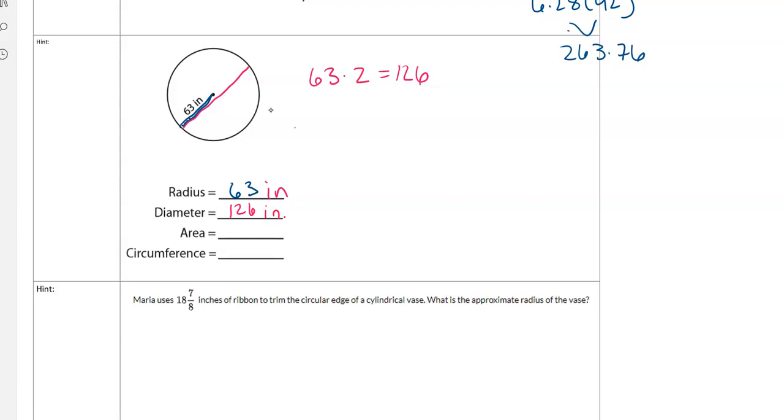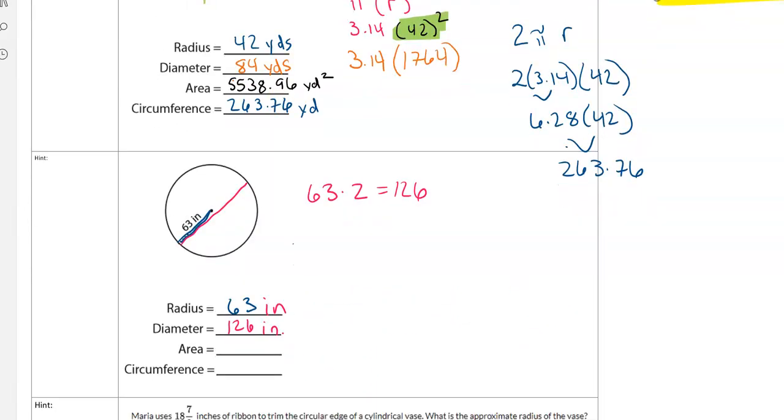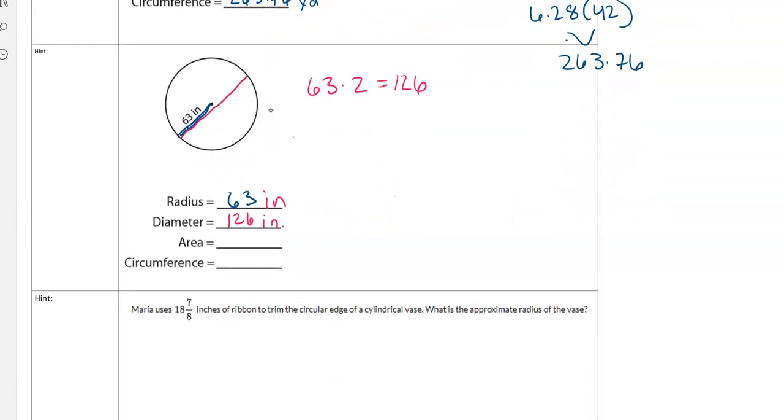Now we need to find the area. The formula was, if I don't remember, it's pi r squared. So I'm going to go pi r squared. So that's 3.14, parentheses if you want to put them to keep things separate. The radius is 63 squared. So remember, that's 63 times 63. So let's see what that is.